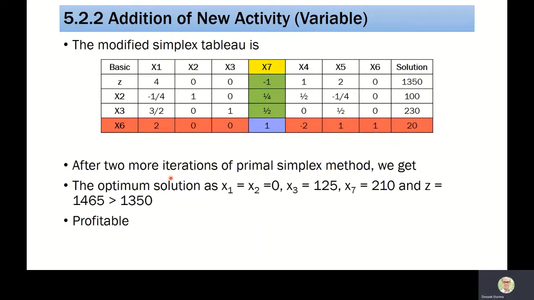If we perform 2 more iterations of the primal simplex method, we get x1 and x2 as 0, x3 is 125, x7 is 210. The value of z is 1465. Now here, this revenue is greater than the original revenue. So this means the suggested change is profitable and we can adopt it. However, practically, we can give an argument that we have to stop making 2 toys and concentrate on the other 2 toys. Then our revenue will be more. So it depends on the organization whether they want to take this kind of a decision in order to improve the revenue.